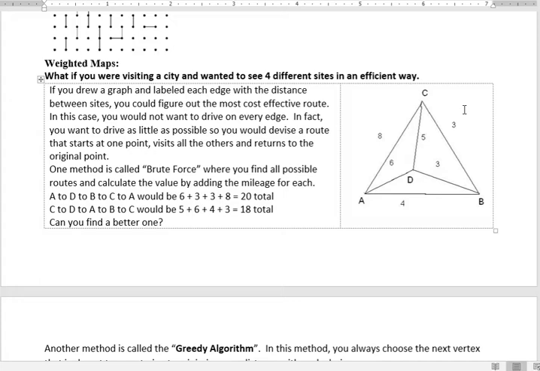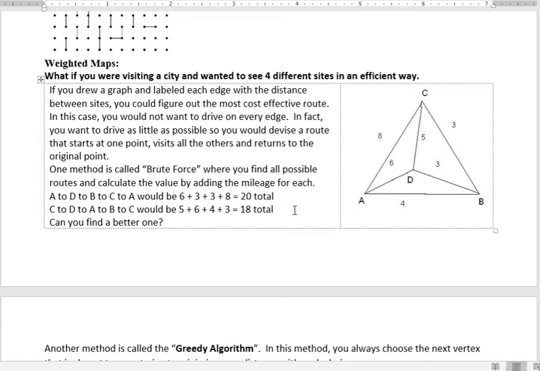That method is called brute force, where you find all possible routes and then calculate the value by adding the mileage for each. For instance, if I went from A to D, the mileage is 6, so I would put the 6 there. Then from D to B, that's 3. And then so on up to C and back to A. So the total, when I add those up, is 20. But if I did a route from C to D to A to B to C, notice I'm starting and ending at the same place, that would be 18. And so you find all the different routes and then decide which one will be the better one.